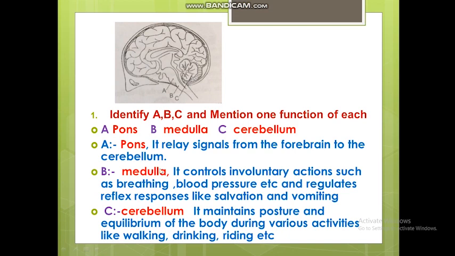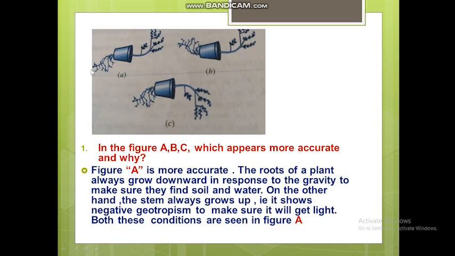The part C is cerebellum. It maintains the posture of the body and also helps for the equilibrium of the body during the various activities like walking, cycling, riding, etc. Let us move on to the next question.